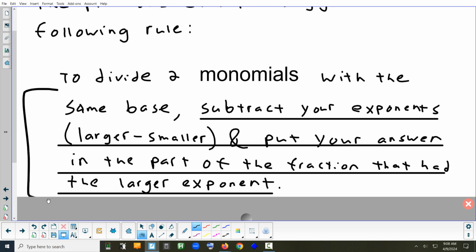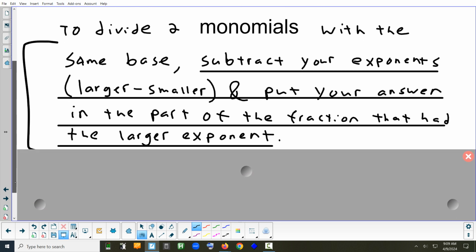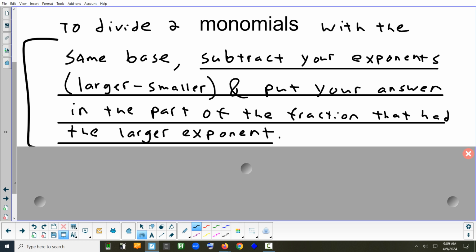Okay. So it says put your answer where you had the larger exponent. Can someone remind me one more time? What happens if the two exponents are equal? What do you end up with as an answer? So like that last one we did, m cubed divided by m cubed. If you don't have a larger exponent because they're equal, that's kind of a special case. The answer comes out to 1. Okay. Does everybody have that rule?